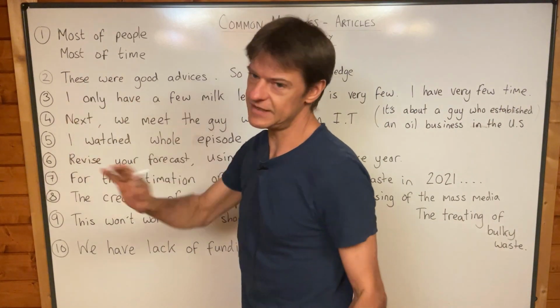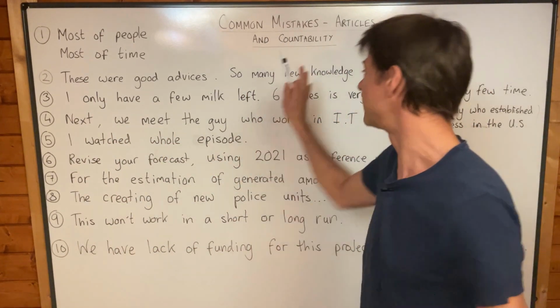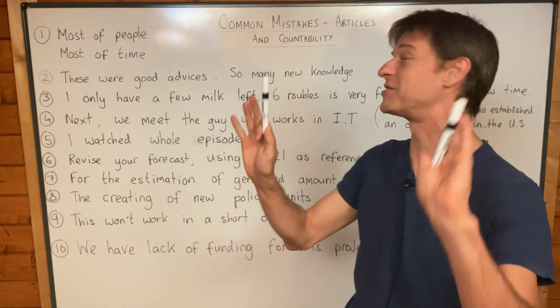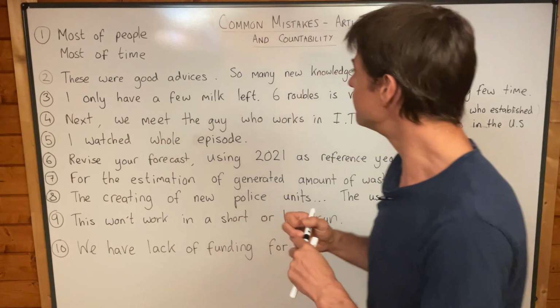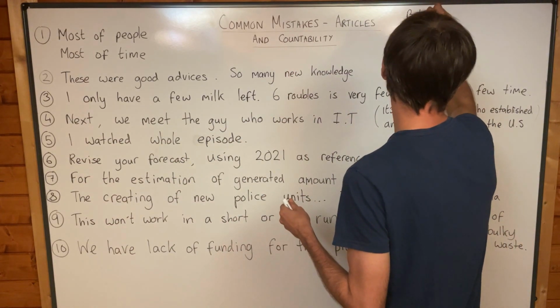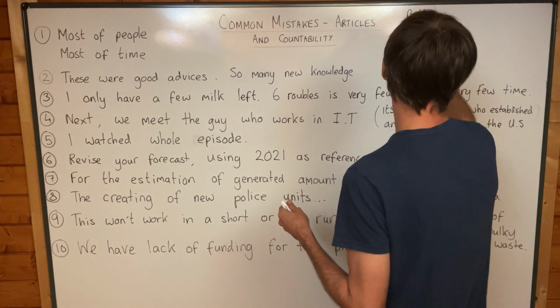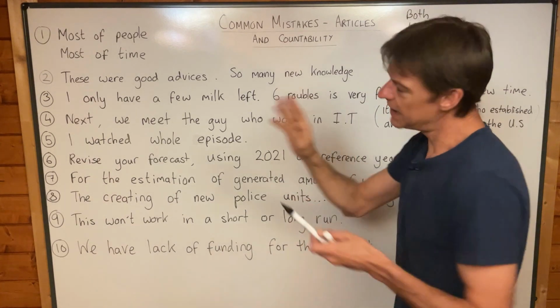So firstly, this one's got nothing to do with articles. This is about countability. Well, actually, no, it's not about countability. It's about articles, excuse me. And I want to make it clear that with many, many words, not just most, but with both, all, some, there are others. But have a look at this.